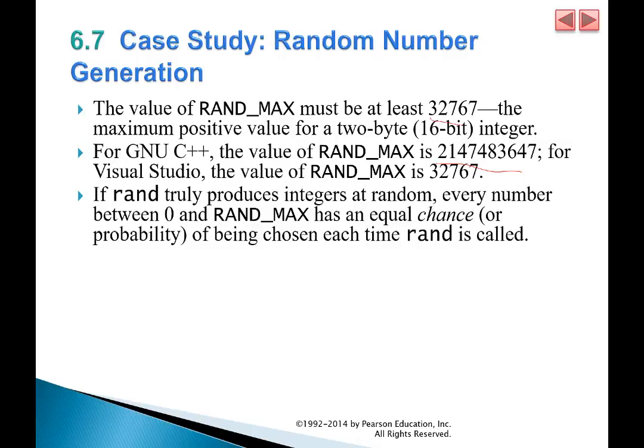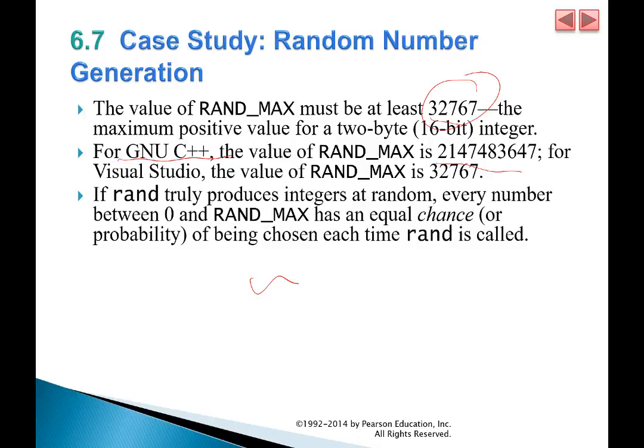I think it's the same as the Visual Studio, but it could be the same as if it uses the GNU C++ compiler, which may be this much larger number right there. So if rand truly produces integers at random, every number between 0 and RAND_MAX has an equal chance of being chosen each time rand is called.